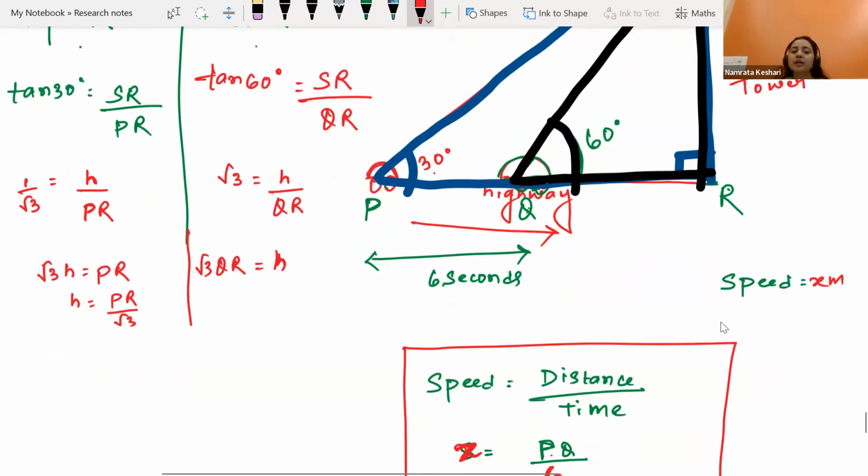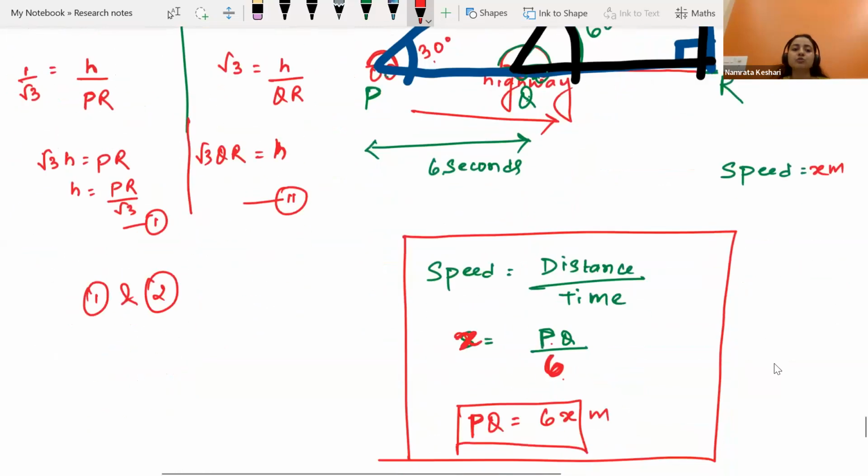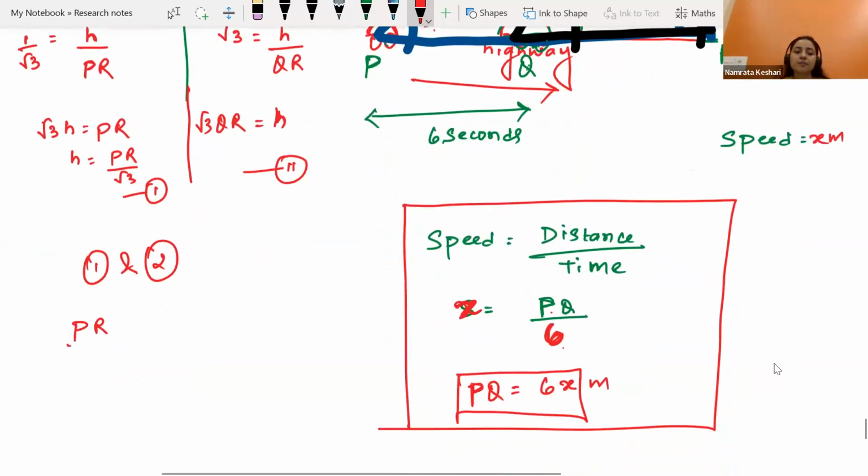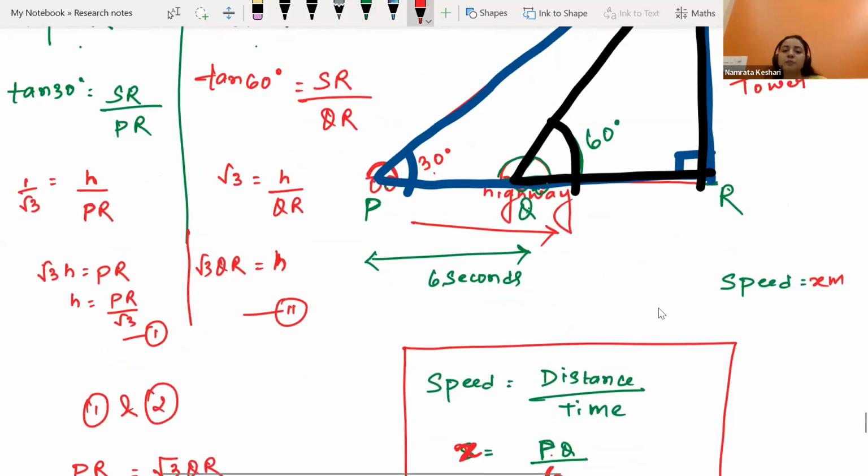So we can compare H from both equation 1 and 2, or you can say we are using the method of substitution. Basically we are trying to solve the equations. PR over root 3 is equals to root 3 QR. This much is what we have. And PQ we know is 6x. So at the place of PR, can we write PQ plus QR? Can we?